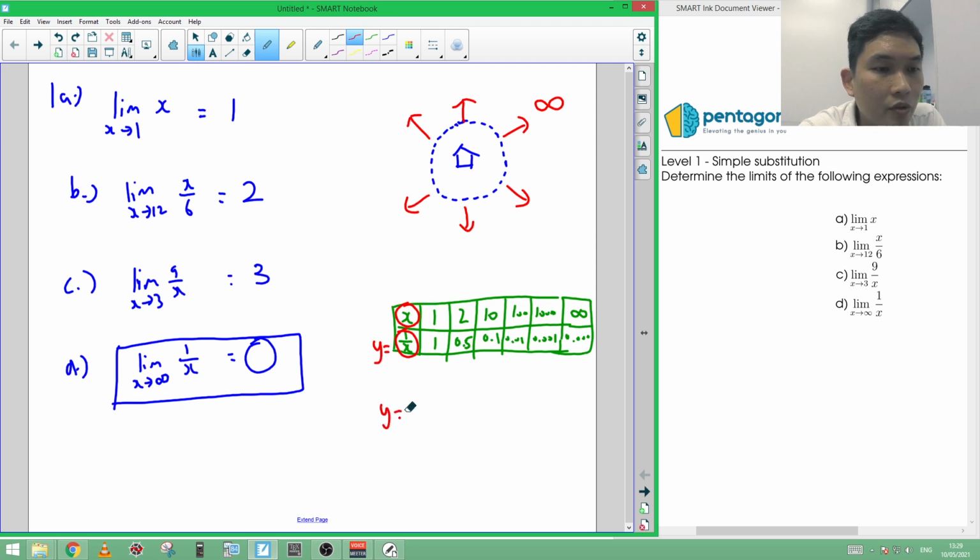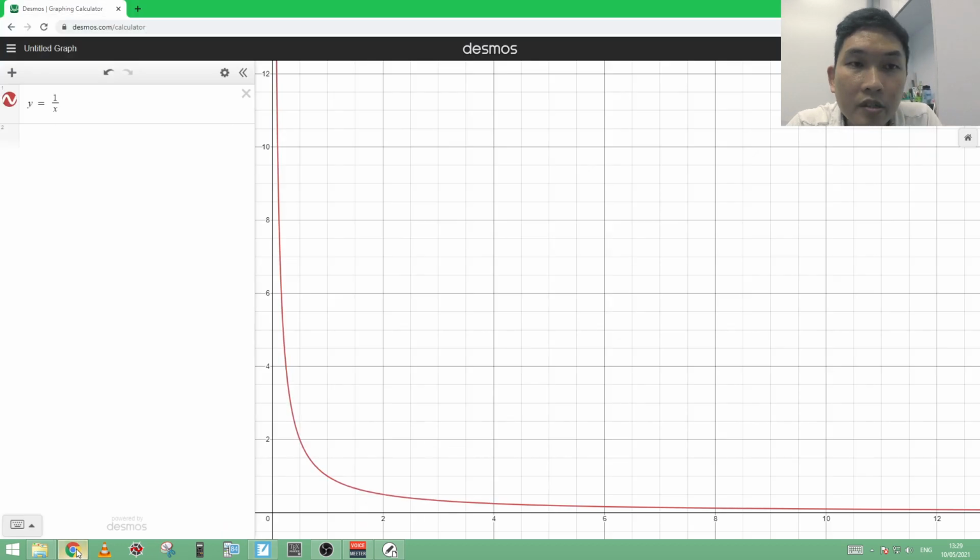If I sketch the graph of this, we can get a good idea of what's going on. I plotted the graph y equals 1 over x, and you can see what happens. When x equals 1, remember just now we were over here, y equals 1, or 1 over x equals 1. When x equals 2, 1 over x is 0.5.